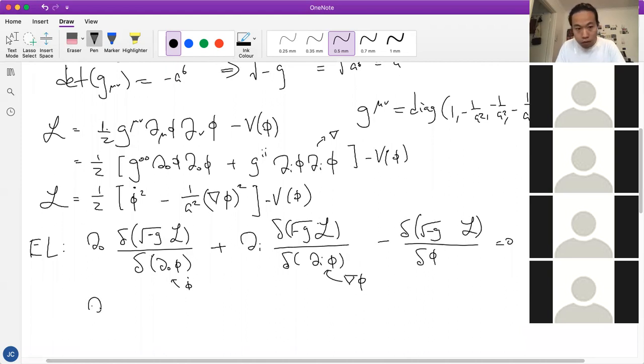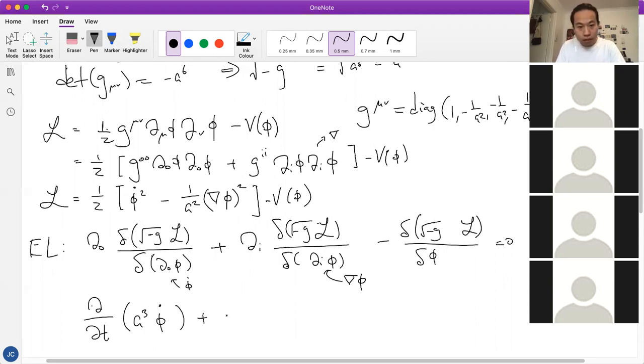So first one will give you d/dt, from the d naught, and then in the bracket you're going to get an a cubed from the square root of minus g, and dL/d phi dot will just give you this 2 phi dot with a half, so it would just be phi dot. So all that is left is just 1 phi dot.